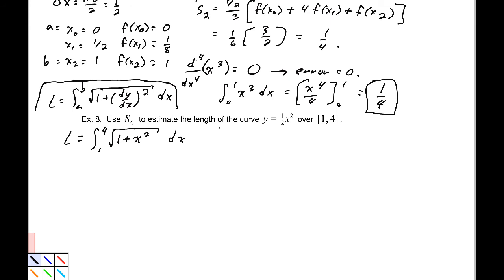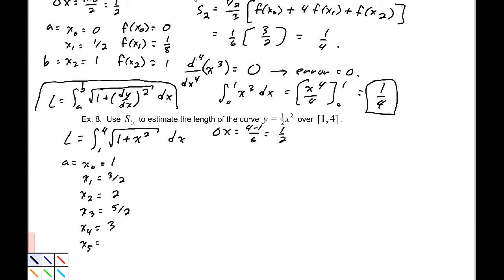Delta x is going to be b minus a, 4 minus 1, so that's 3, divided by 6 because we're doing S6, which will be 1/2. So a equals x0 would be 1. x1 is 3 over 2. Adding a half, x2 is 2. x3 is 2.5, or 5 over 2. x4, adding a half to that, would be 3. x5 would be 7 halves, because that's 3.5. And x6, equal to our b value, is going to be 8 halves, which is 4. We have ended up from our a to b.